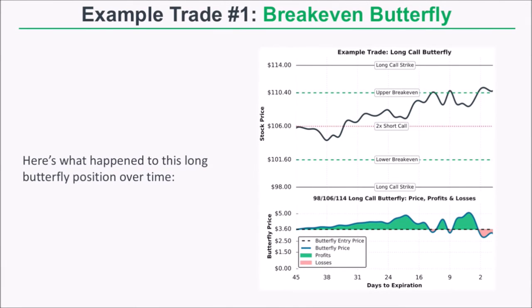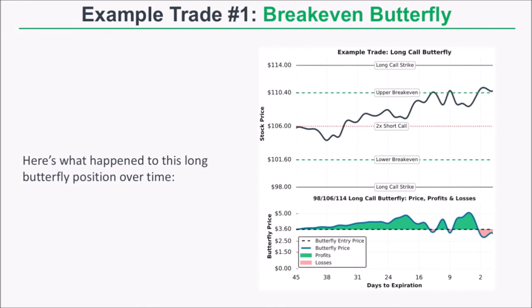Alright, so in the top part of this graph, we're looking at the changes in the stock price relative to our long call butterfly strikes and break-even prices. So as we can see, we're short 2 of the 106 calls, and that's where we want the stock price to remain through the option's expiration. So on the bottom part of this graph, we're actually looking at the price changes of that long call butterfly spread. So as we can see here, as the stock price remains near the short strike as time passes, we can see that the butterfly actually increases in value, which means we do have some profits.